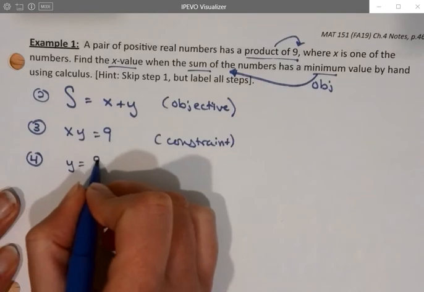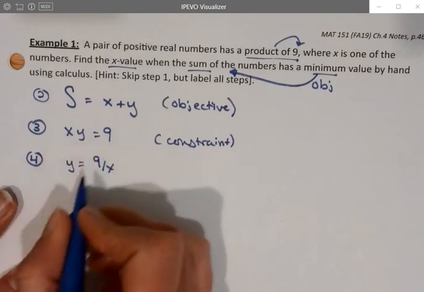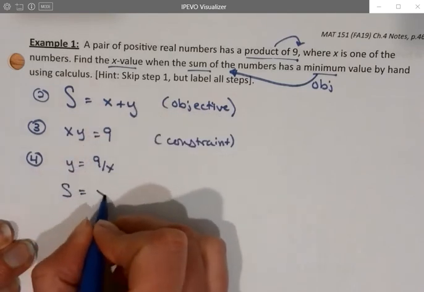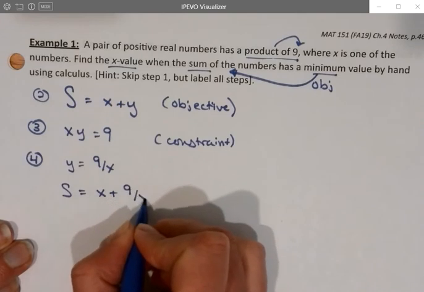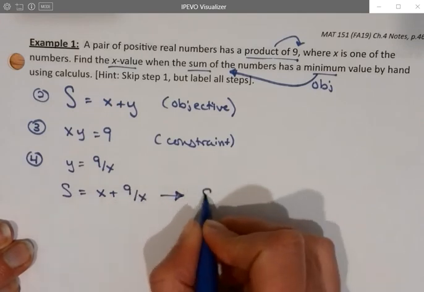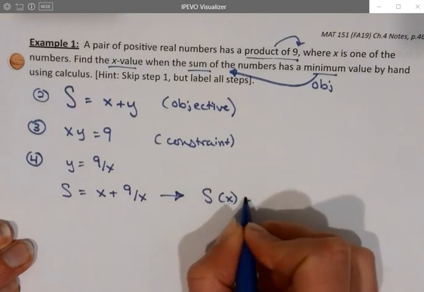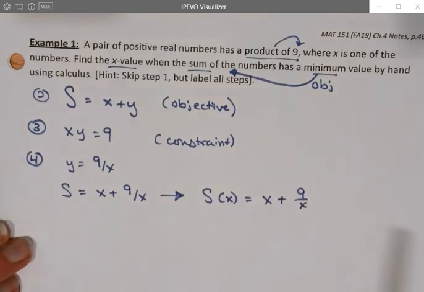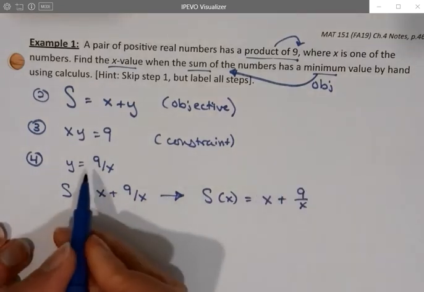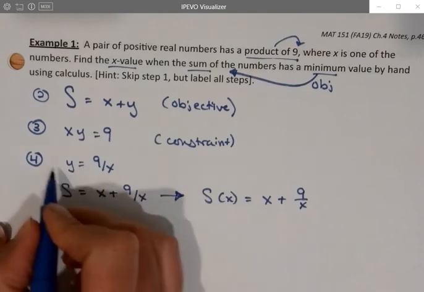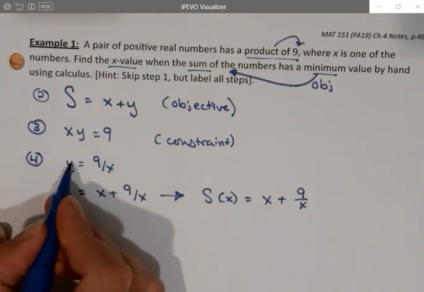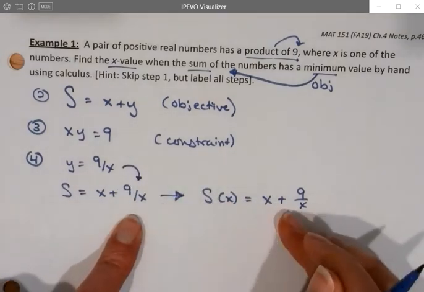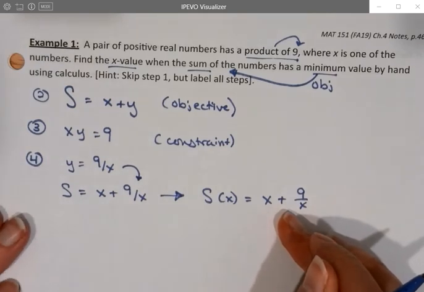So y is equal to 9 divided by x, just dividing both sides by x. And then plugging that into s, that gives us s equals x plus 9 divided by x, and so we can use function notation now and make this s of x equals x plus 9 divided by x. And so that's where we really have step 4 finished. It takes a couple steps to get there. So first we had to take the constraint and solve for a variable, then we had to plug that result into our s equation to get a function. There we go. So that's what I want in step 4.